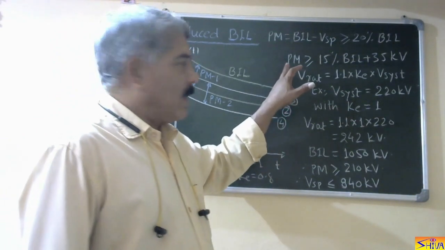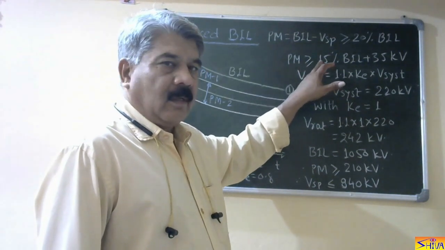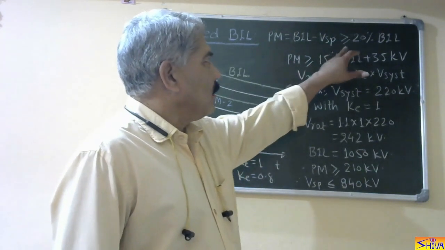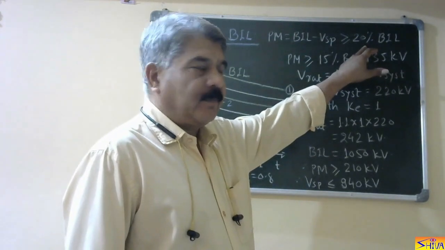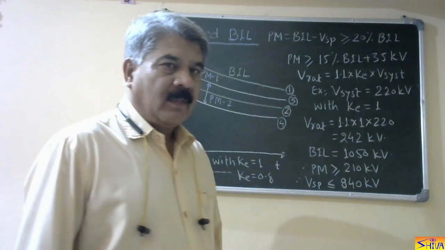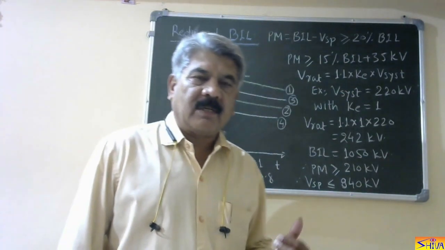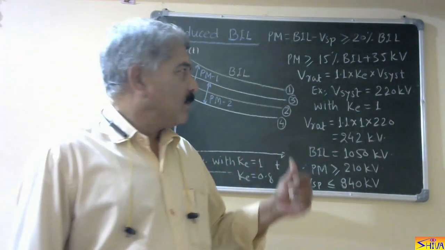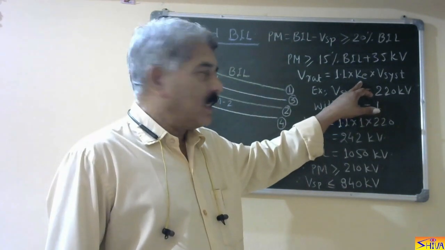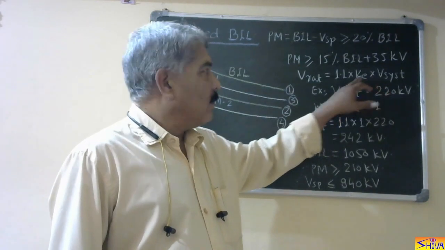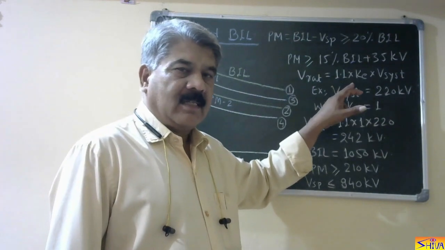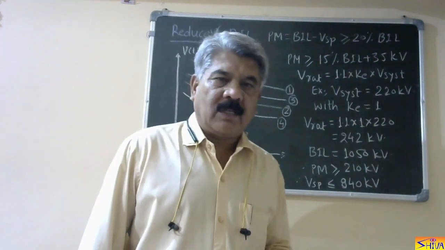First thing you keep in mind that for important equipments in high voltage system, protection margin, in place of taking 20% of BIL, it is taken 15% of BIL plus 35 kV. Now let us recall the equation for rated voltage of the lightning arrestor. This equation is given by KE, that is coefficient of earthing, multiplied by system voltage multiplied by some factor, the factor that decides the maximum operating voltage of the system.